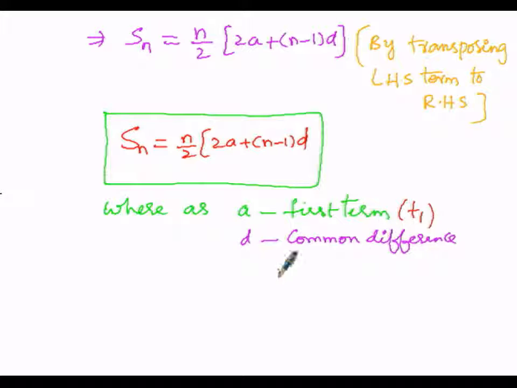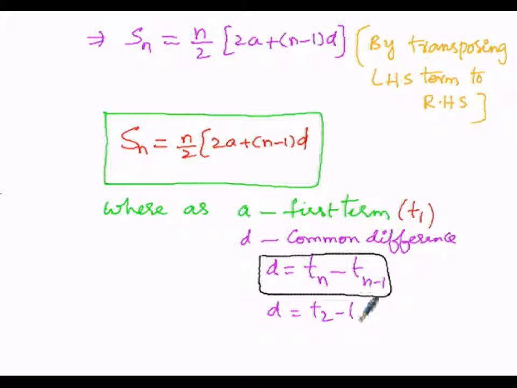So here d is equal to tn minus t(n minus 1), the general formula for finding the common difference, or in other words, we can write it as d is equal to either t2 minus t1 or t3 minus t2. So it is common throughout; the difference will be common throughout the series or the sequence.